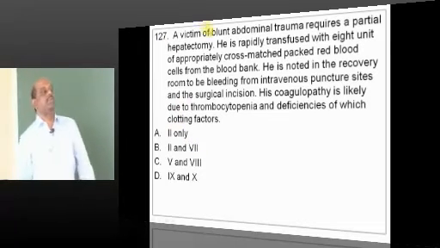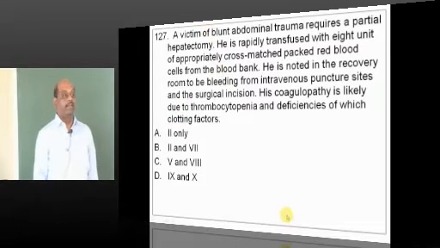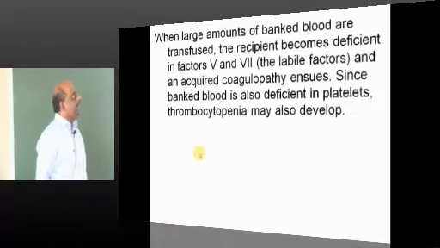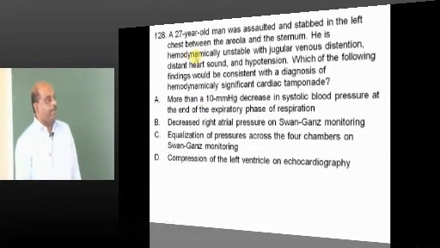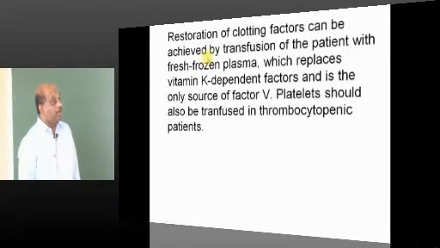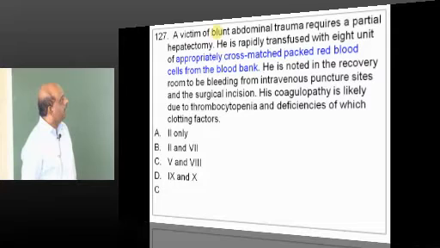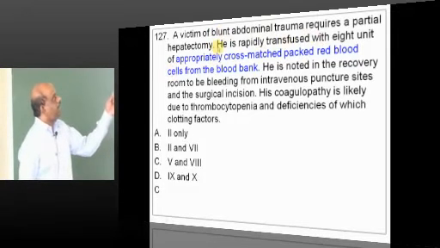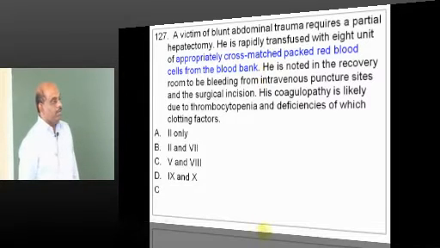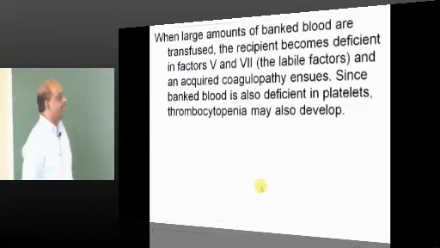Stored blood, what are the labile factors? Basically 5 and 8. Abdominal trauma requires partial hepatectomy. He is rapidly transfused because of that. So you want to go for liver dependent factors. Once more, Locard's exchange principle.